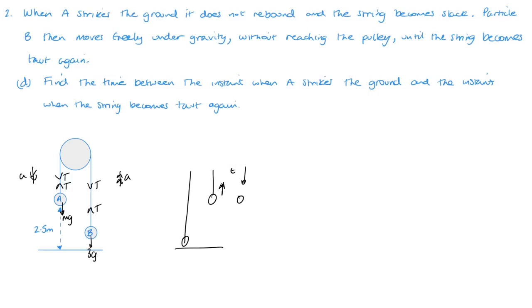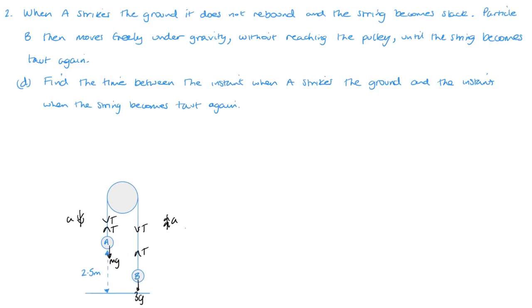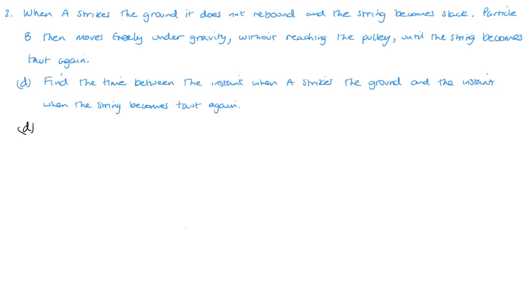So let me just get rid of this so I have room. In fact, let's get rid of this as well, so I have plenty of room. So we're looking at part D. We've got to work out the speed at which particle A strikes the ground. So it started off at 0. We want to find what v is. a was 3.2.